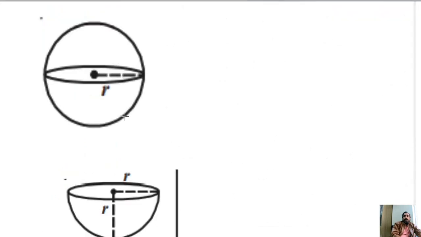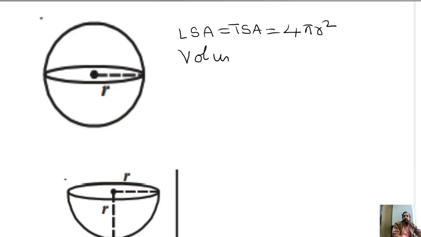Coming to sphere, it is very simple. LSA or TSA, both are equal to 4 pi r square. Volume of a sphere is equal to 4 by 3 pi r cube. Here r is the radius.